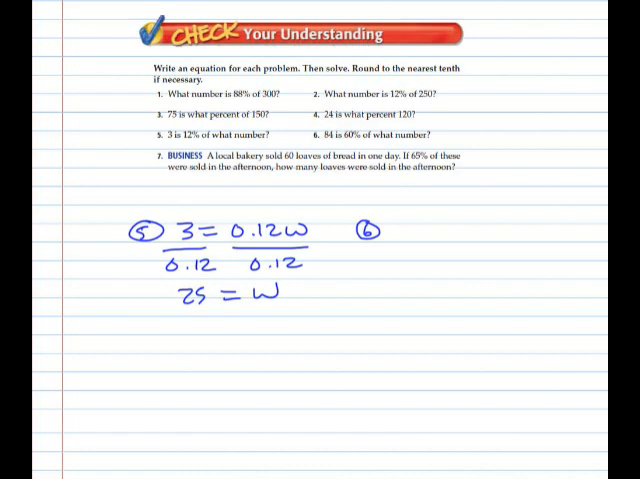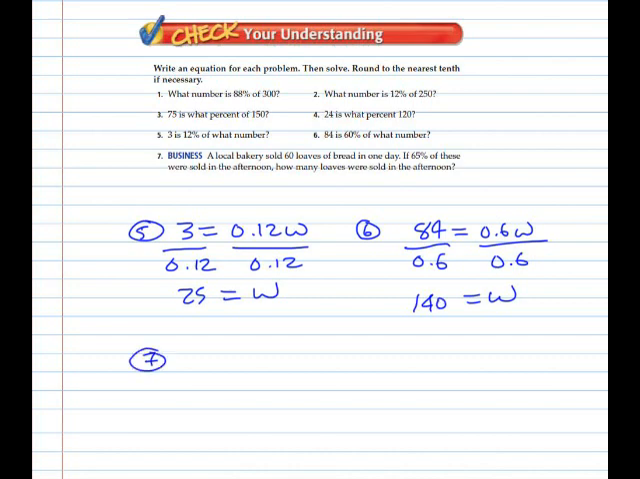Number 6. 84 is 60% of what number? So we know the part. We know the percent, 60%, 0.6 times W. Divide both sides of the equation by 0.6. W equals 140.